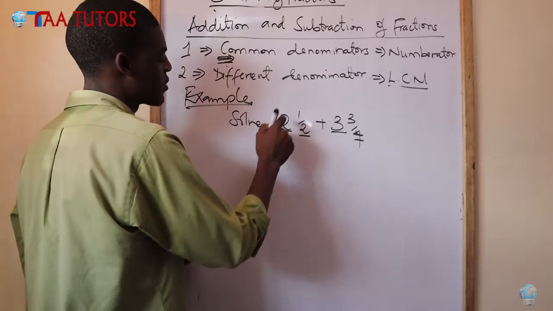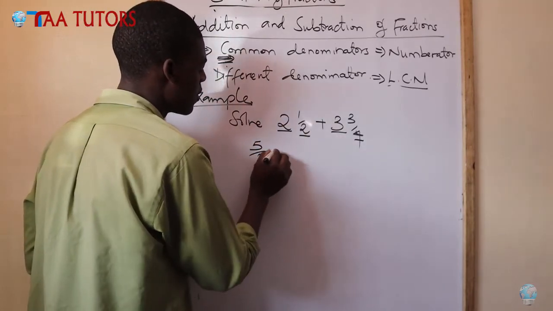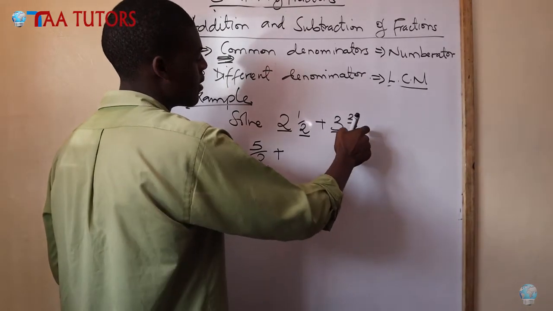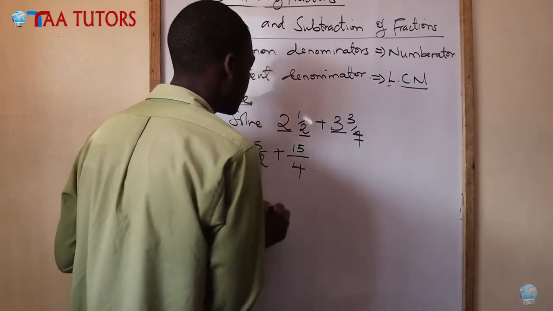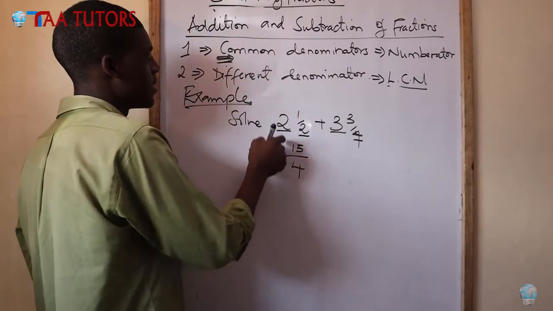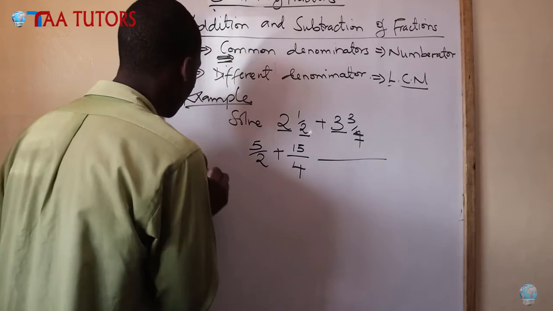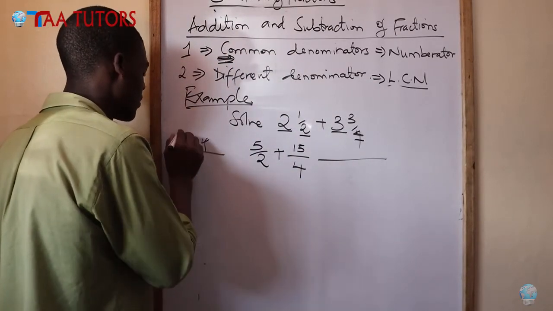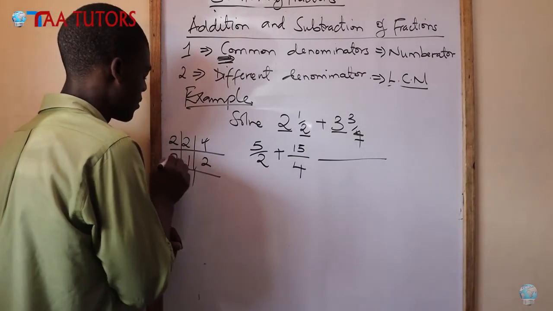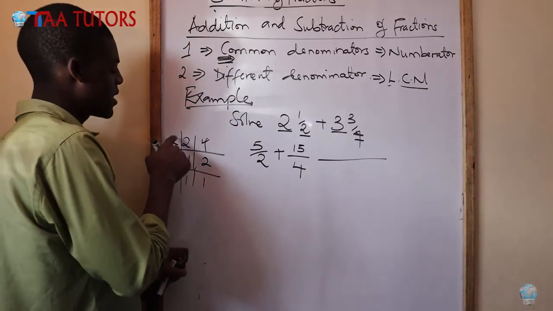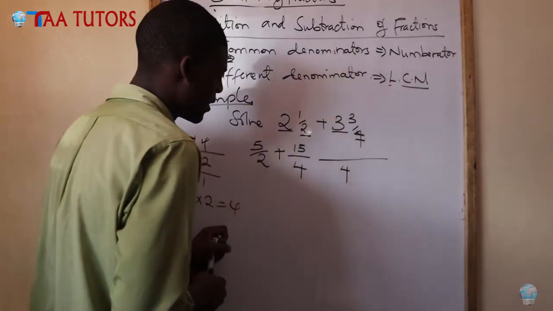When we convert to improper fractions, we will have 2 times 2 plus 1, that is 5 over 2, plus 4 times 3 is 12, plus 3 is 15 over 4. We are meeting a case where we have different denominators, and I said when the denominators are different, we go for LCM. We have 2 and 4. We can't guess, it is something we can work out. So we can see that the multiple is 2 times 2, that is 4. So our LCM here is 4.